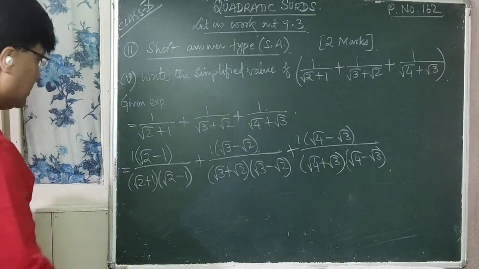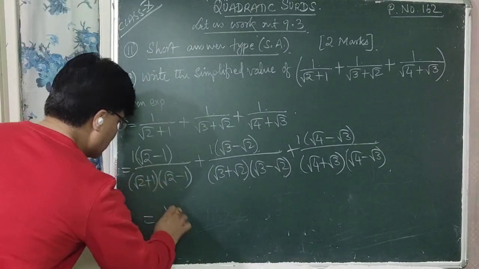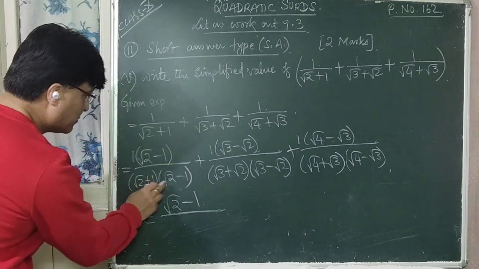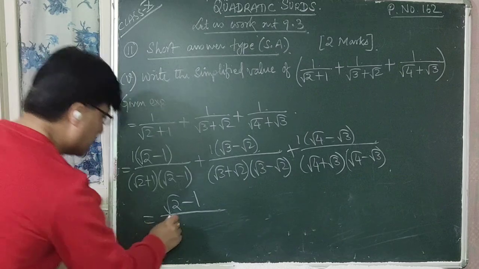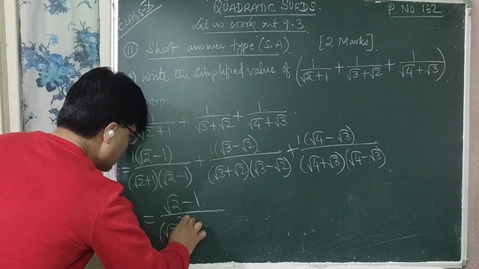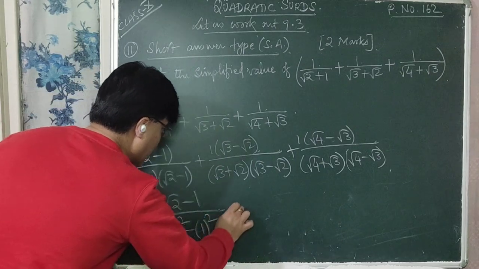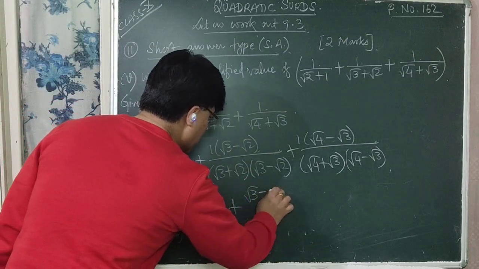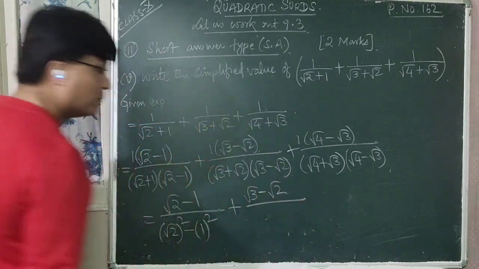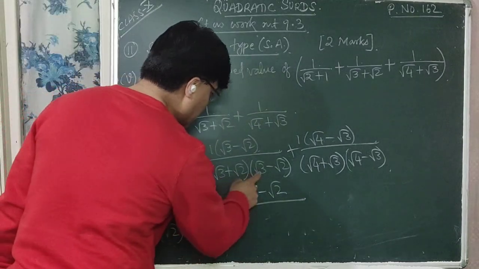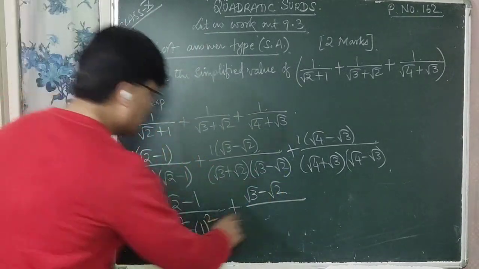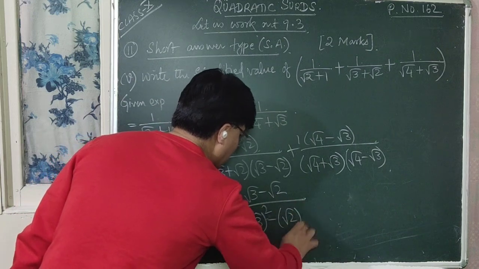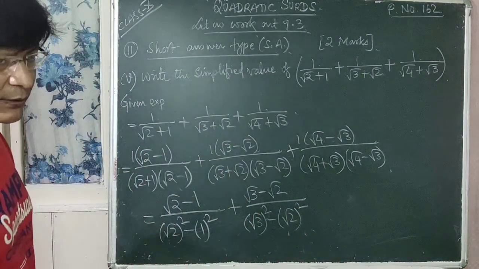So now let's simplify it. So 1 into (root 2 minus 1), 1 is 1, divided by, this is a plus b into a minus b. That is a square minus b square. So it is root 2 whole square minus 1 whole square, plus, again multiply by 1 here. It is root 3 minus root 2 divided by, this is also a plus b into a minus b. What is the formula? A whole square, root 3 whole square minus, what is b whole square? It is root 2 whole square, right?